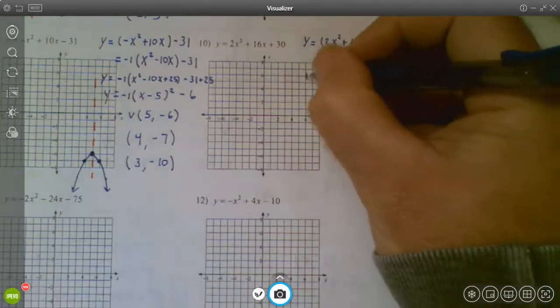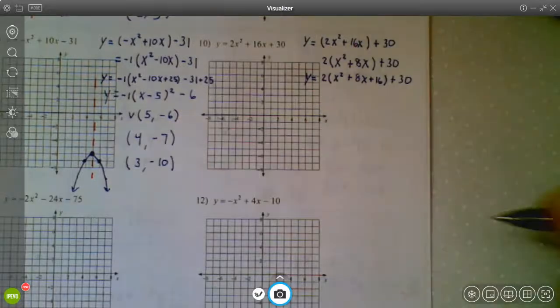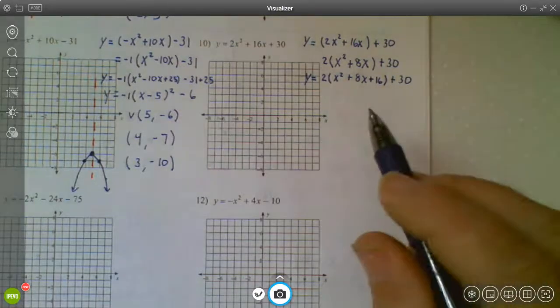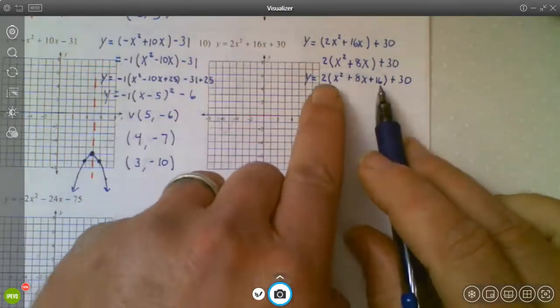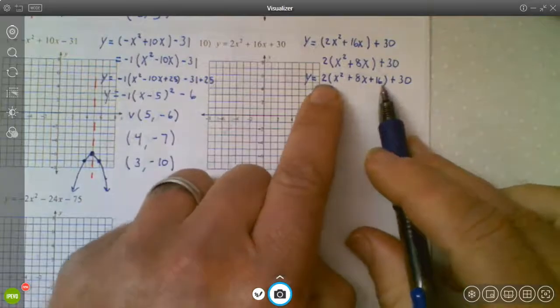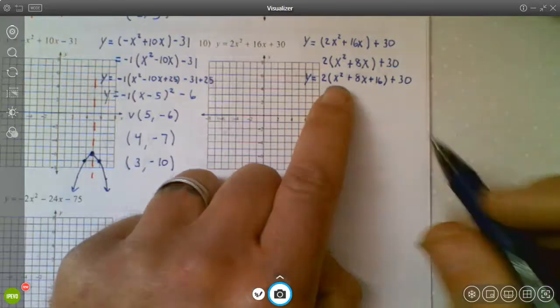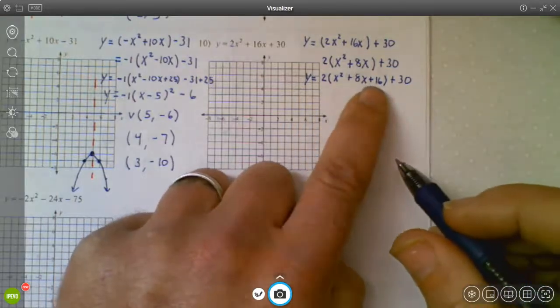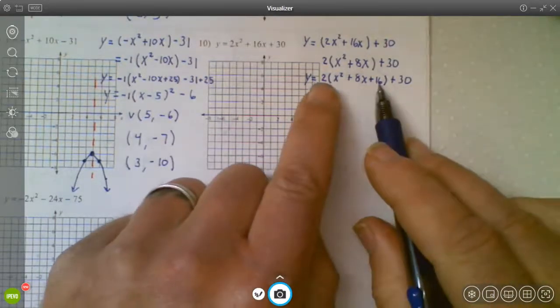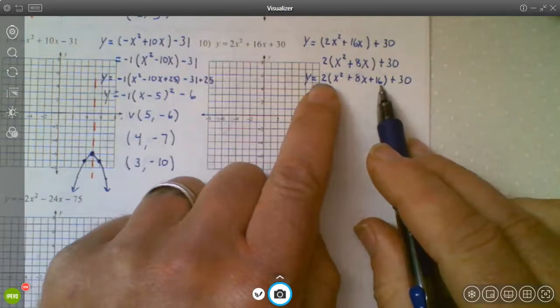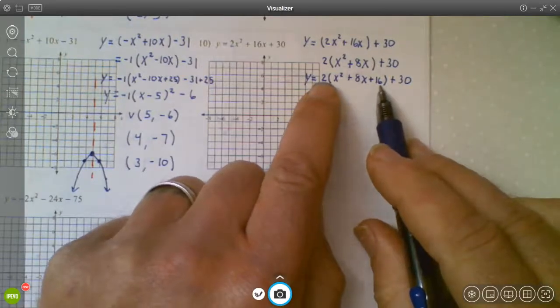All right, here's one of our other new steps for today. What did we really just add to the right side of this equation? So remember, this 2 belongs to everything in parentheses. So this is 2 times all of this. So what did we really just add? I just added 2 times 16. So I just added 32 to the right side of this equation.